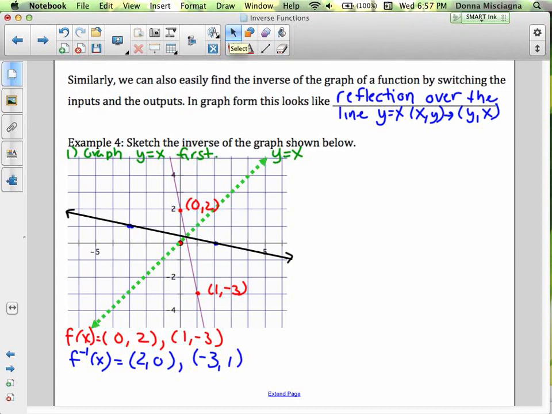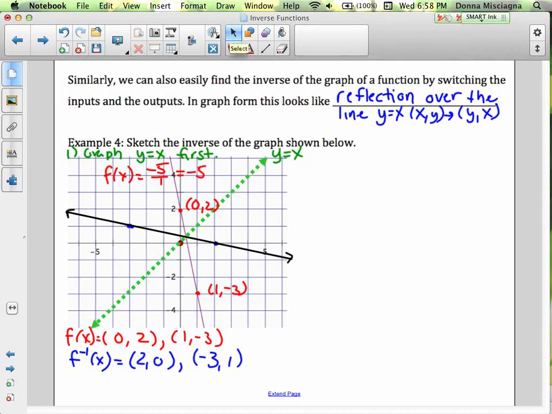All right, so the slope of the original function, f of x. Between 0, 2 and 1, negative 3, it's got a vertical change of negative 5. It's going down 5. Horizontal change of just 1. So that's going to be a slope of negative 5.